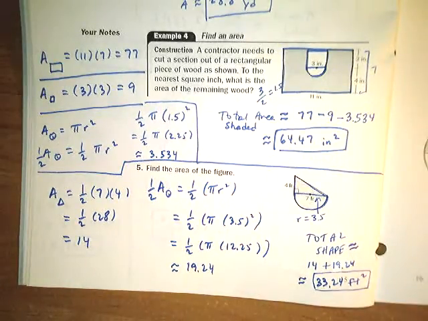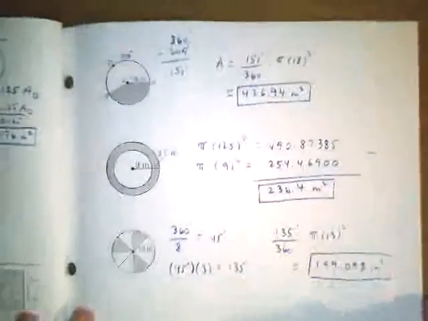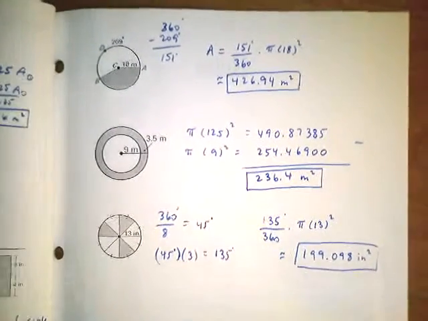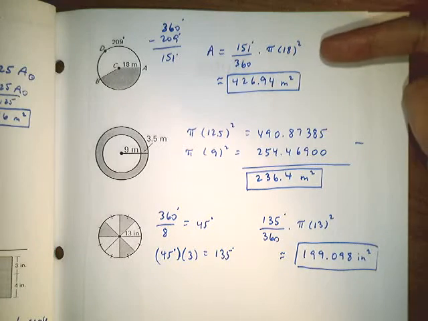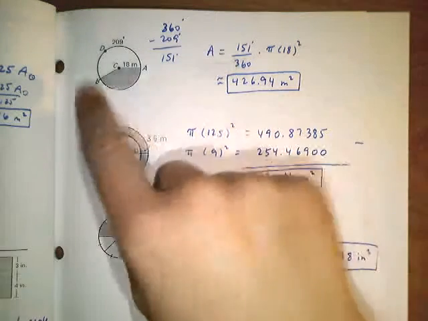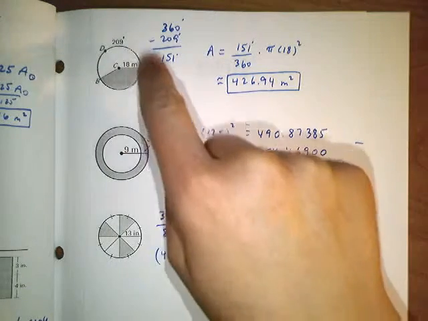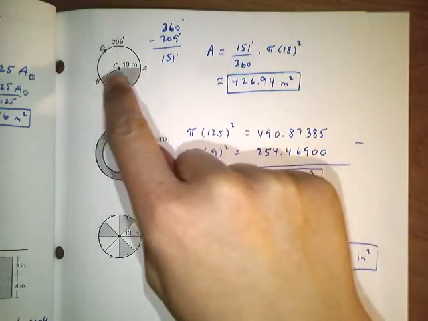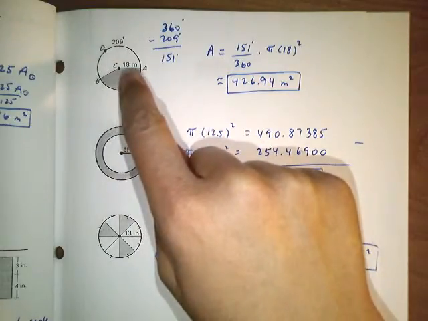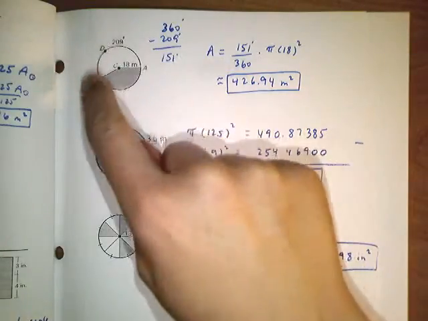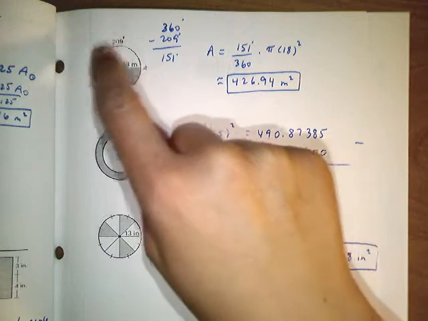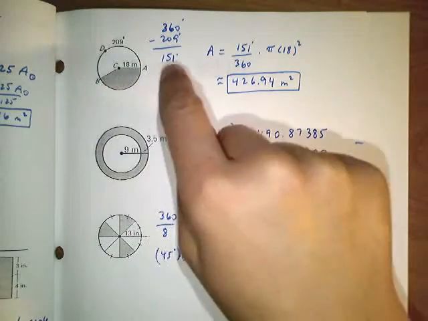Now the last page here is basically a bunch of advanced questions, so I'm just going to show you my work on those. Here's the first 3. On the first one, I figured out that this shaded portion, if the top part is 209 degrees, the bottom part would have to be 151, because if I subtract 360 minus the top arc, then I get the bottom arc.